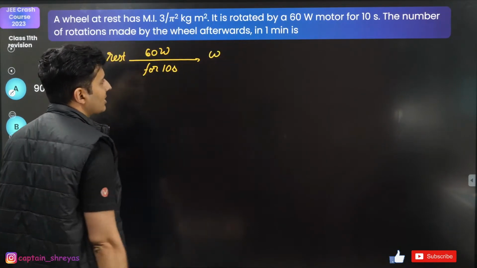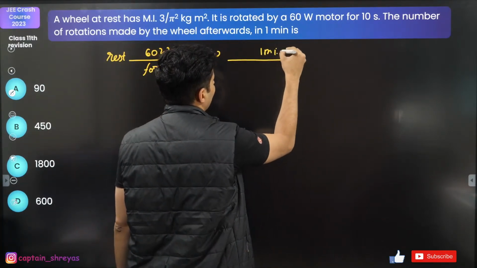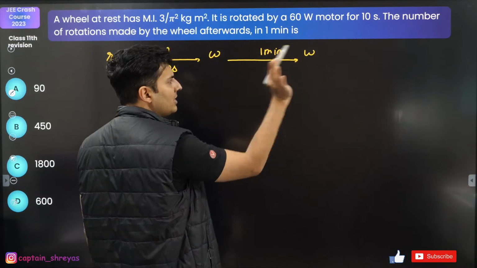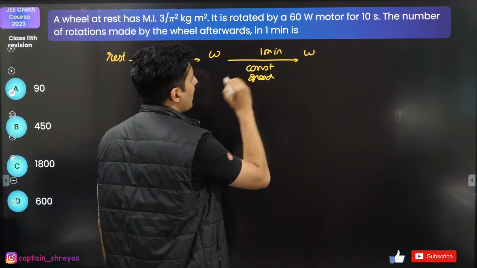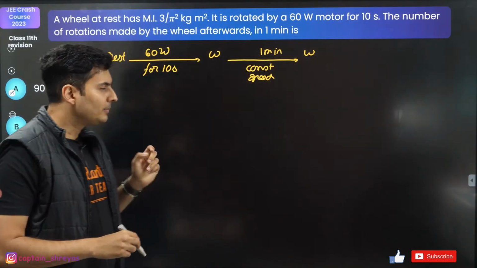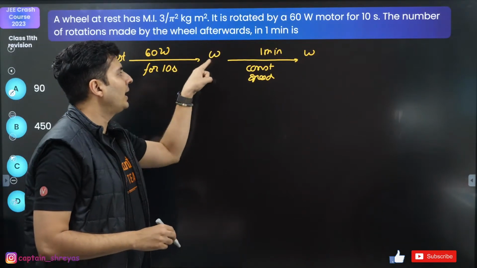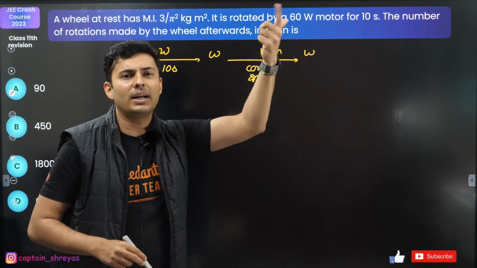It will have some angular speed. After that, you wait for 1 minute. The angular speed is the same. It's not changing. Constant speed. So the question is, how many rotations does it make in this period? I should find this omega. If I know what the angular speed is, I can find how many times it rotates in 1 minute.